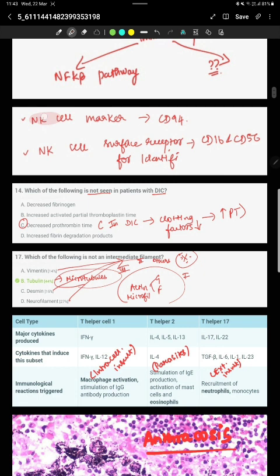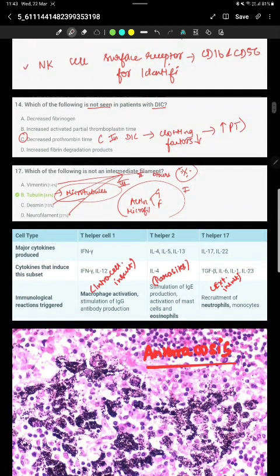Okay, so NK cell marker. This is a very important controversy. Whenever they are asking for a marker, it is your CD94. Whenever they are asking for surface receptor identification, go for CD16 and your CD56. Okay, its marker means 94, but surface receptor, it is this thing.